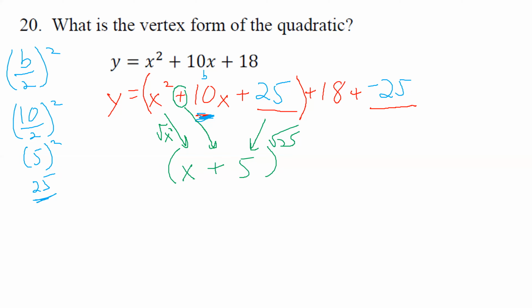So this is now, again, a binomial that's squared. That last term, we have 18 and negative 25. If we combine those, we're going to get negative 7. And then this would be my final equation. So my final equation in vertex form is y equals (x plus 5) squared minus 7.